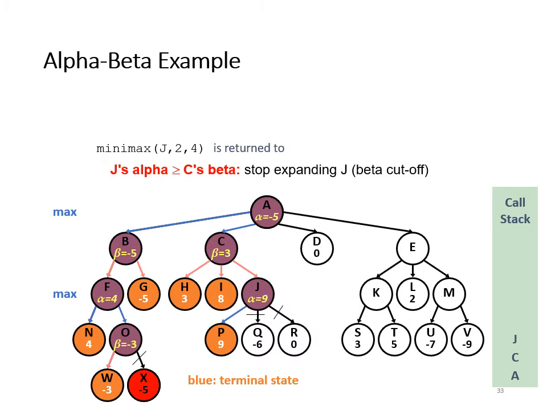Another thing is that, to prune Q and R, according to the rule of the algorithm, here beta equals 3 and alpha equals 9. According to the rule, alpha is greater than or equal to the parent's beta. So J's alpha is greater than or equal to C's beta. So stop expanding J. Beta cutoff. So these two values will be cut off.